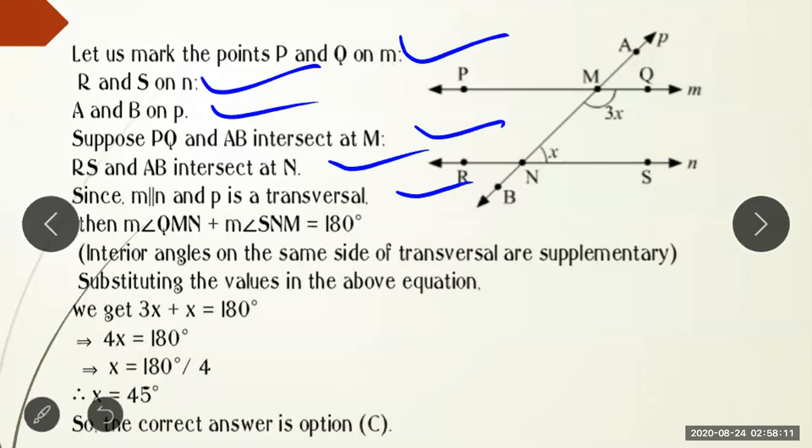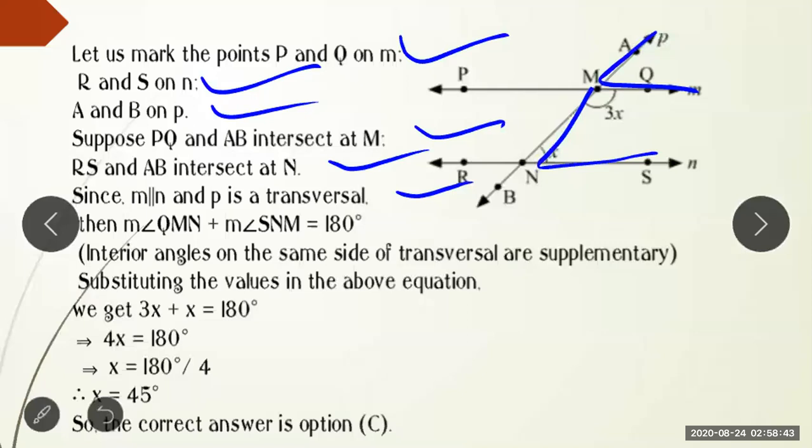Then we are getting two angles. This is our first angle and this is our second angle. Because we have to name them, I have assumed the points A, B, C, Q. Now the measure of angle QMN and the measure of angle SNM is equal to 180 degrees. Why? Because we have to write the reason: interior angles on the same side of a transversal are supplementary. Supplementary means it is 180 degrees.